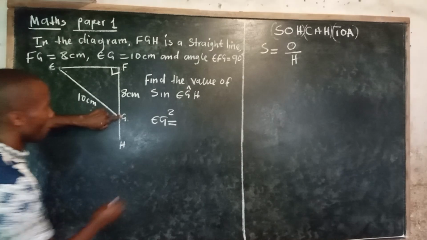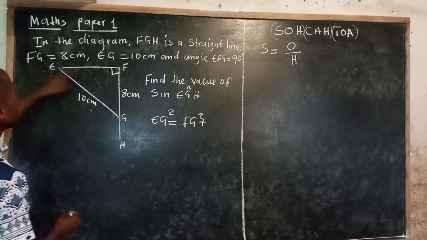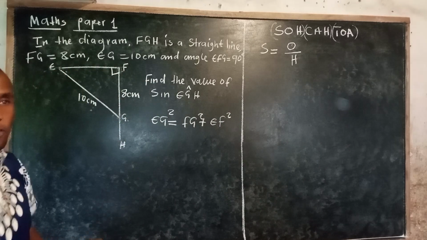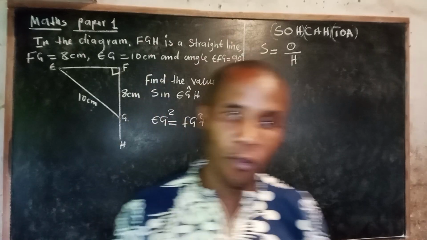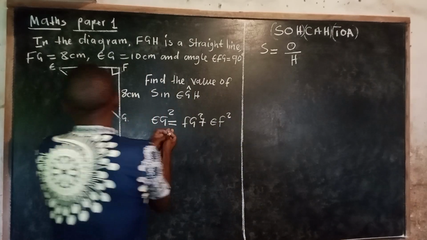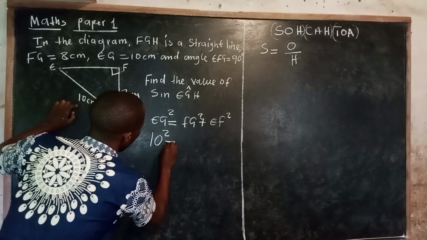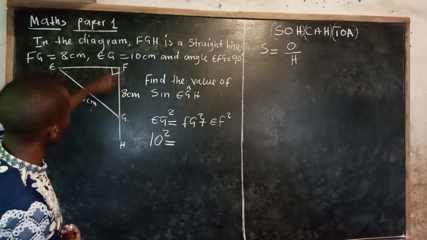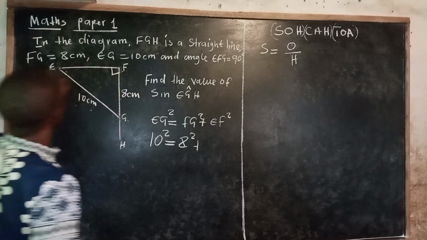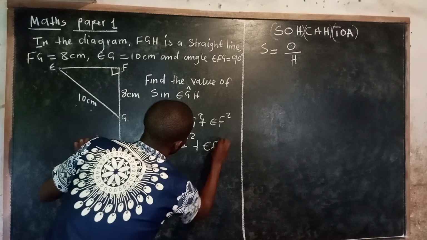So FG squared plus EF squared. Okay, so now having introduced the formula, we are going to substitute accordingly. Here EG we are given, it's 10, so we write 10 squared equals FG. Are we given FG? FG, it's there. What is the figure there? It's 8, squared, plus, are we given EF? EF, no, and that is the one we are looking for. So we'll say EF squared.